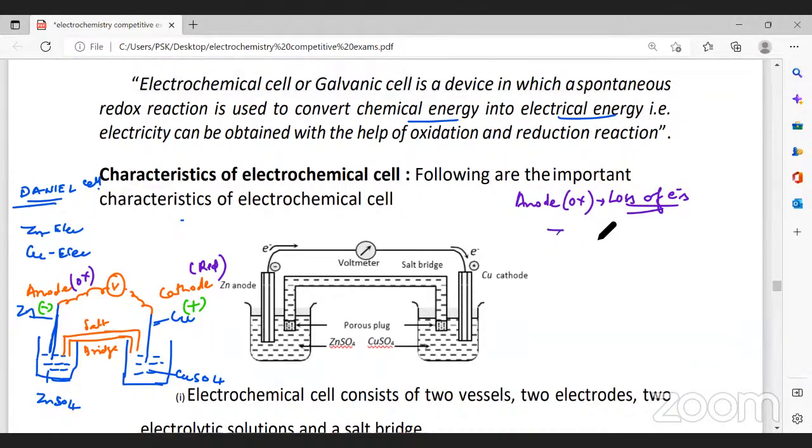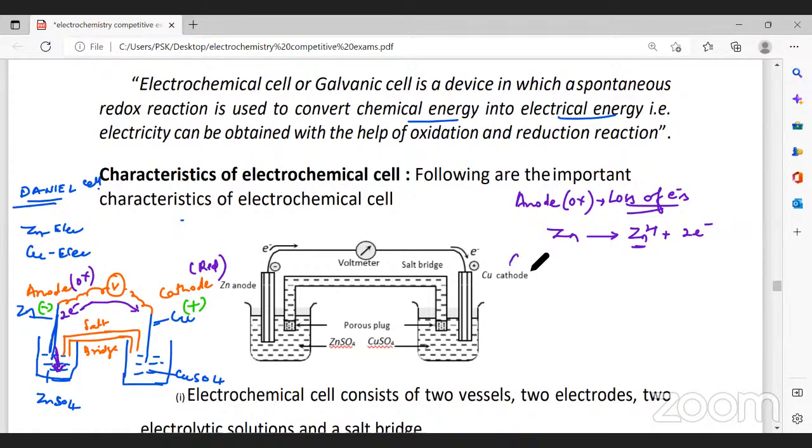Now, we have the zinc electrode. The zinc electrode will lose 2 electrons to form Zn2+ ions. That means the zinc metal rod will dissolve to form Zn2+ ions. Since electrons are lost at the anode, we represent it with a negative sign. These electrons, donated by zinc, move towards what? Towards the cathode using the external wire.